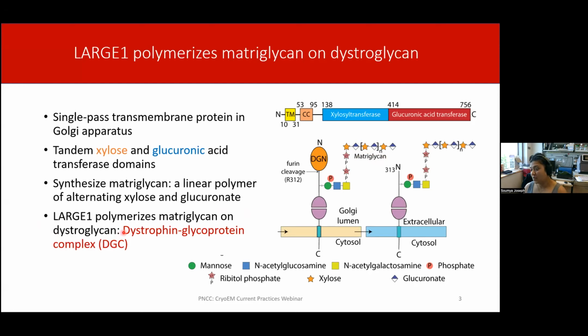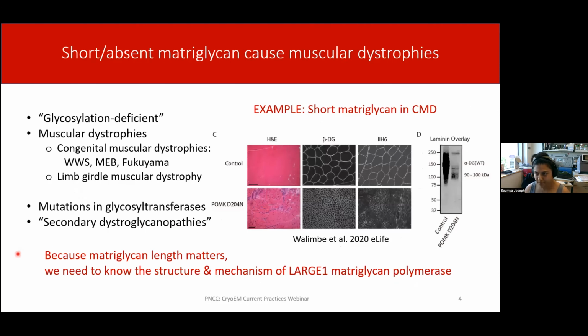And it synthesizes the polymer of matriglycan uniquely on another protein called dystroglycan. This is part of the dystrophin glycoprotein complex. So people may have heard of Duchenne muscular dystrophy or Becker muscular dystrophy, and the dystrophin glycoprotein complex links the inside of the cell, the cytoskeleton, to the outside of the cell, the extracellular matrix.